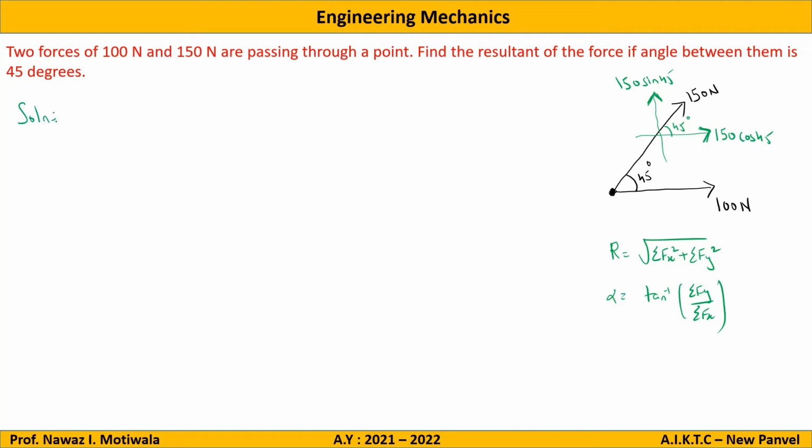In the solution, the first step is to find summation of Fx. It's very simple. What it is telling is: sum all the forces in the x direction. Now come to our main figure. Which forces are in x? Just observe. 100 and 150 cos 45.